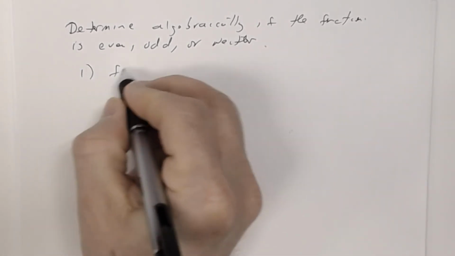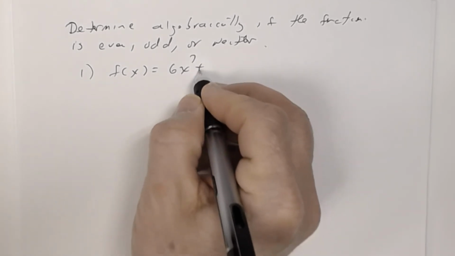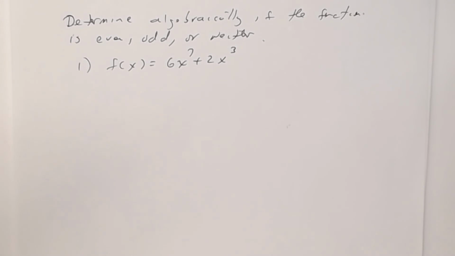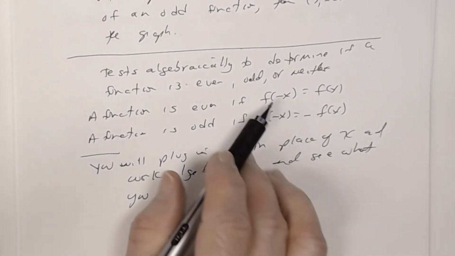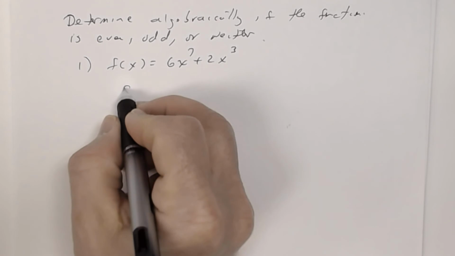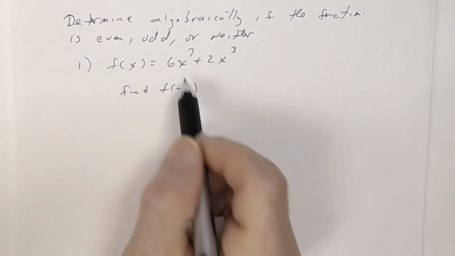f of x is equal to 6x to the 7th plus 2x cubed. All right, so the idea is this. You're going to find out what f of negative x is. So that's the idea. Let's find f of negative x. Where we see the variable x, you're going to substitute negative x.